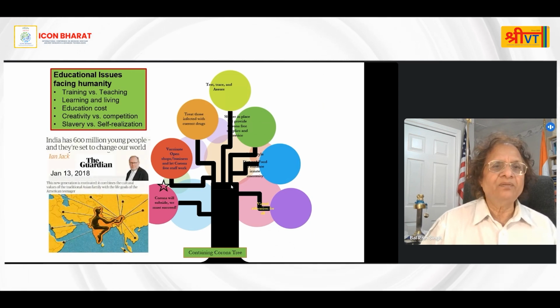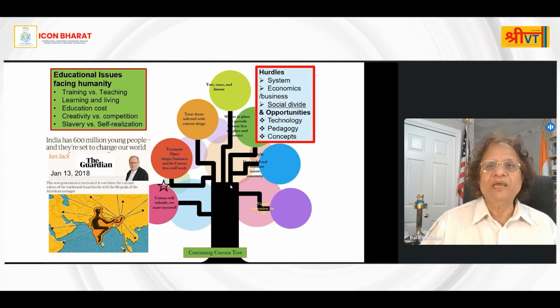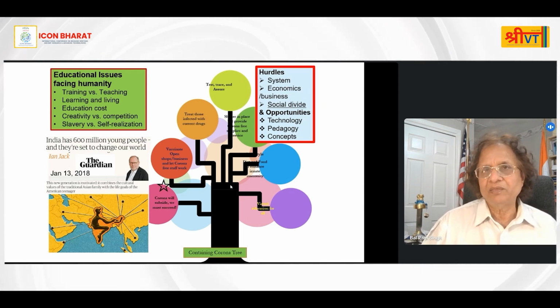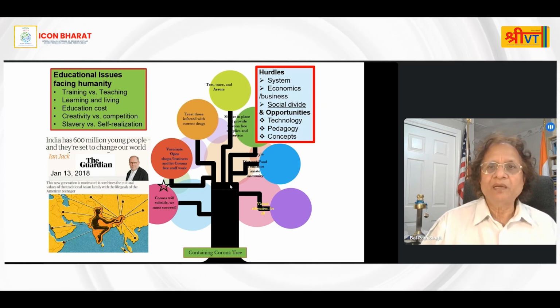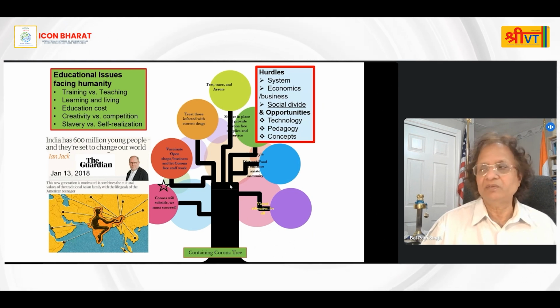So India has a huge young population, about 600 million, more than that. Actually, this is data for 2018. So it can use that to make an influence in the international market as well as on the whole of humanity. And the hurdles are, of course, you have to create a system, because system is something else. Economics and business have to be modified. But the opportunities are really humongous because you have technology, pedagogy, and concepts. If you have those, they can make the difference.